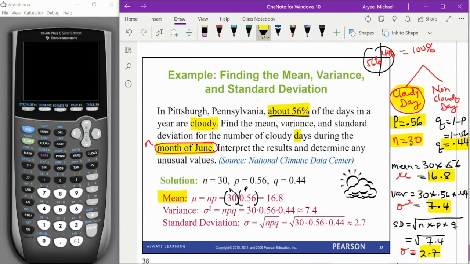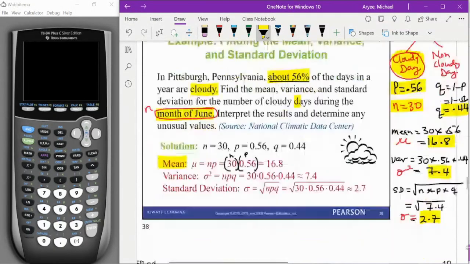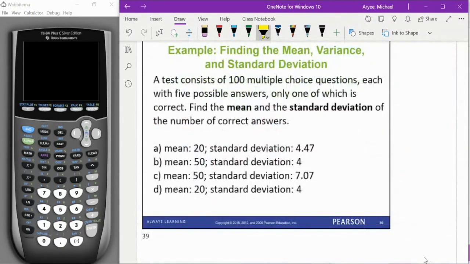So that's how to find the mean, the variance, and the standard deviation. So those are one set of problems that you're going to be having in your online assignment. So your online assignment may look something like this. All right. So this says that you have a test that consists of 100 multiple choice questions.